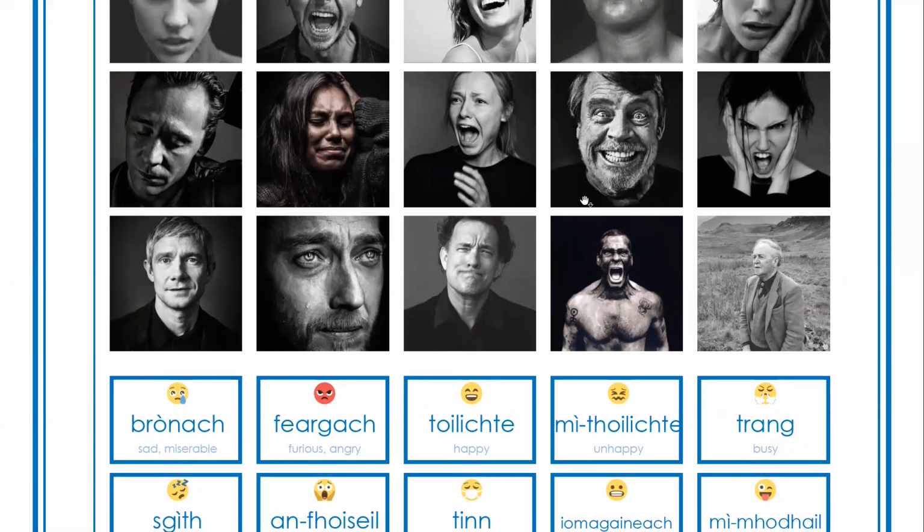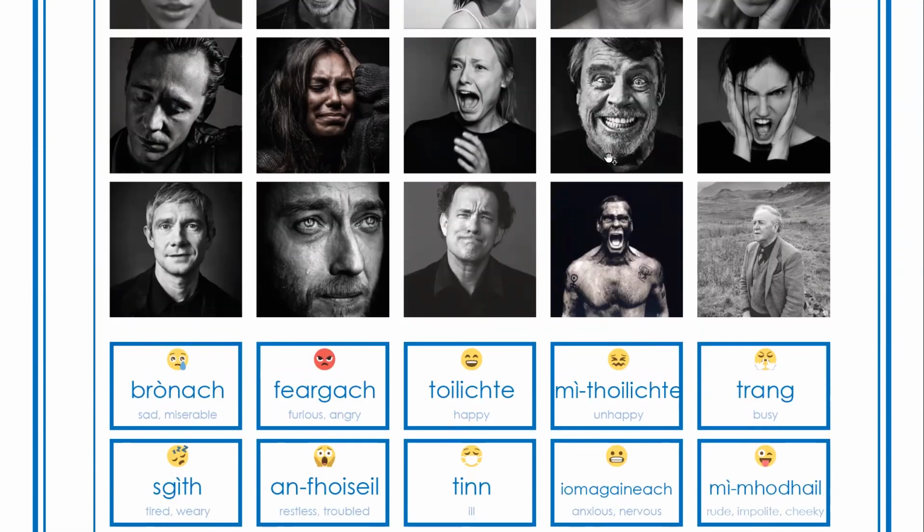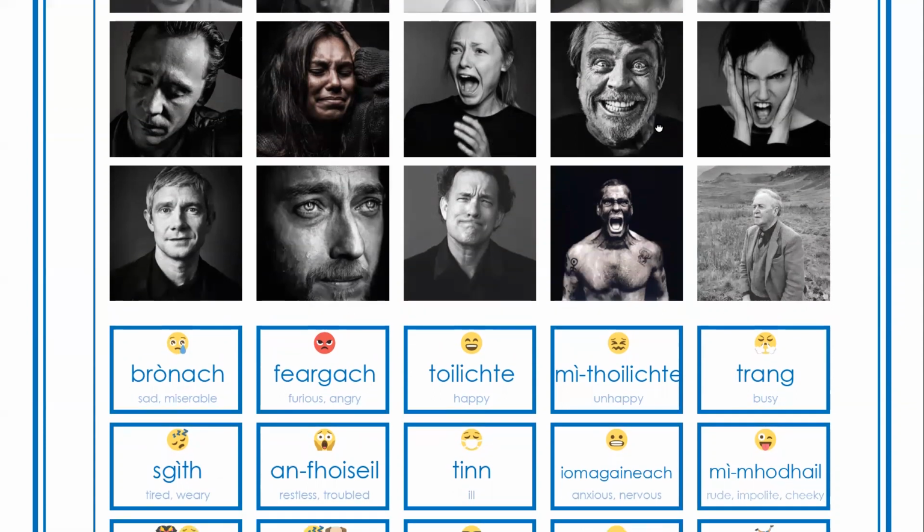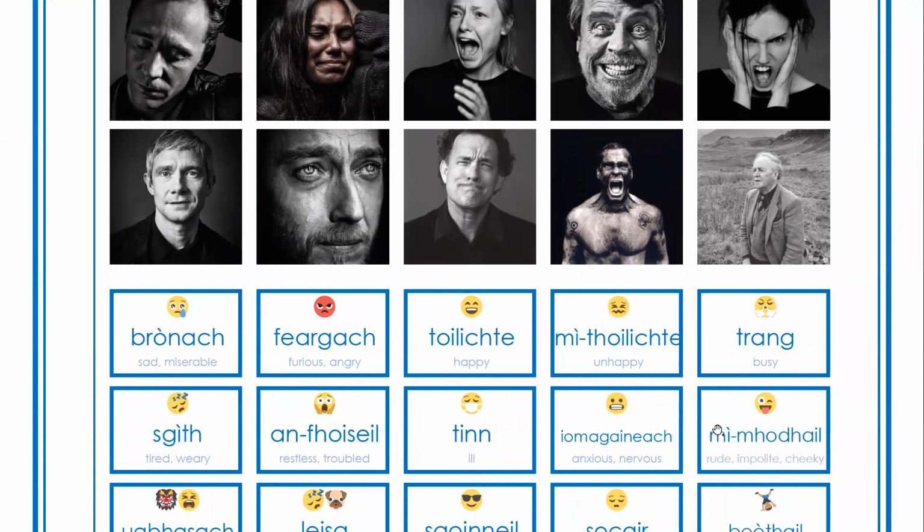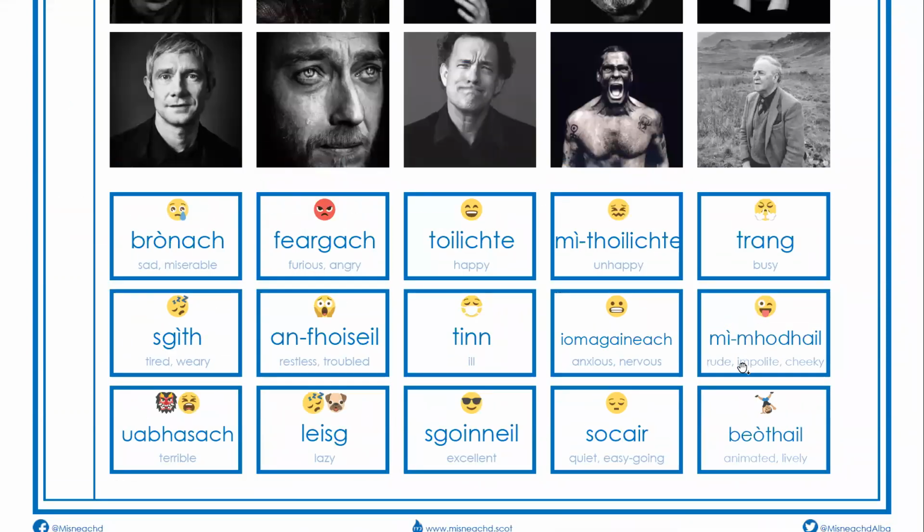Cimid a ha I. And this is Mark Hamill, also known as Luke Skywalker. Cimid a ha Luke Skywalker. He's crazy in this picture. Ha ferigach. Ha mi vogel. Perhaps he's being cheeky. Ha Mark Hamill mi vogel.